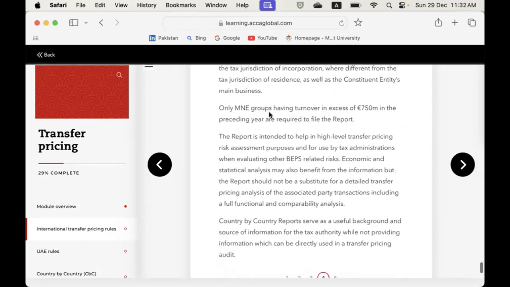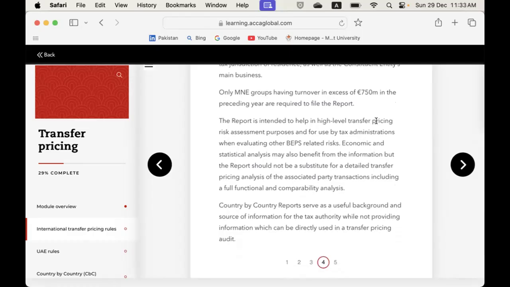Only MNE groups having turnover in excess of 750 million euros in the preceding year are required to file the country by country report. By the way, why is this 750 million euros figure important in the context of transfer pricing? Can somebody answer? I mean, it's a threshold for the compliance of the transfer pricing. Like each company does not have to make all this kind of workings for the transfer pricing when their revenue is very small. Okay, Kalima, why is it important, this 750 million euro figure?